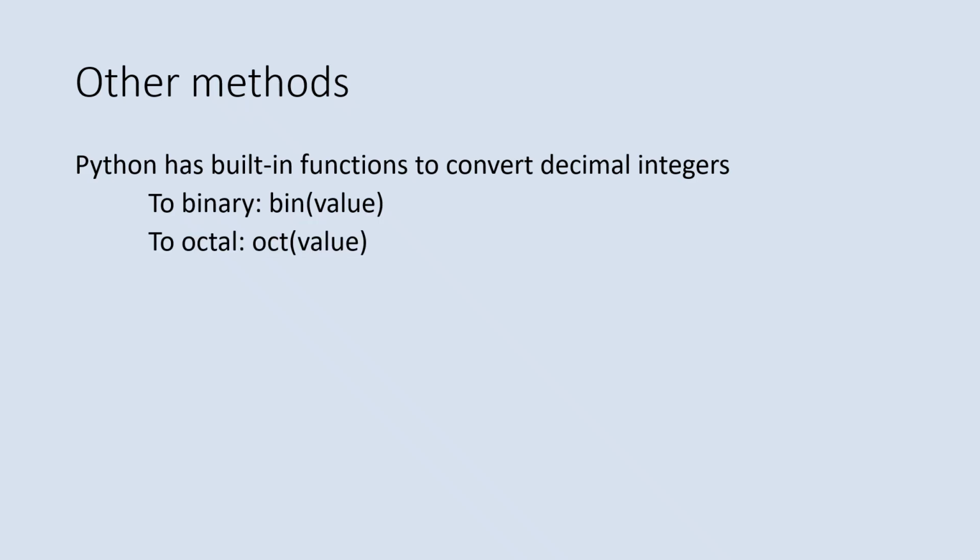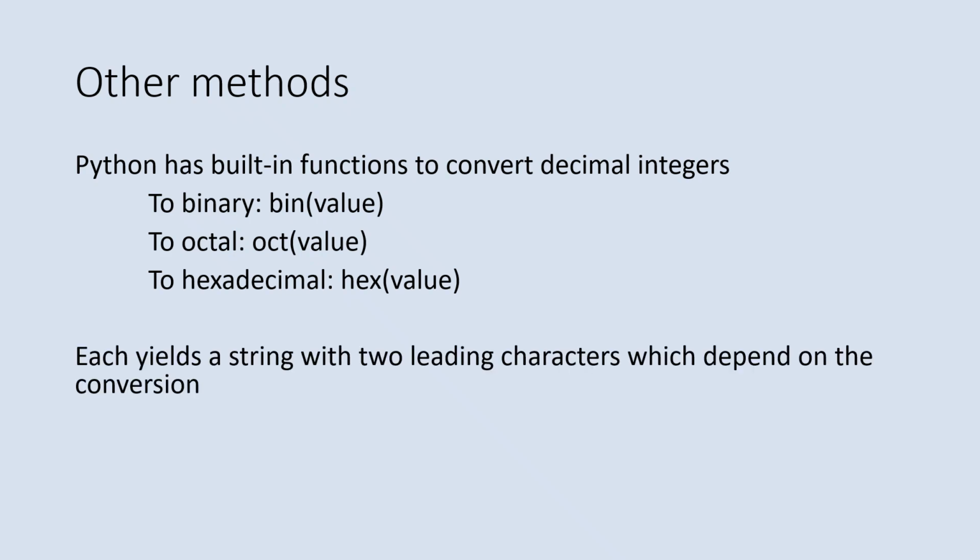There's one that will convert to an octal string. Remember, octal is base 8. And there's one, a function hex, that will convert to hexadecimal. So you can experiment with these in IDLE, but let's not use them yet to do anything. You'll see that each of these functions yields a string that has 2 leading characters. And the 2 leading characters depend on which conversion we're doing. So you can look at one of these values and know, oh, this was our conversion to binary, or a conversion to base 8, or a conversion to base 16.